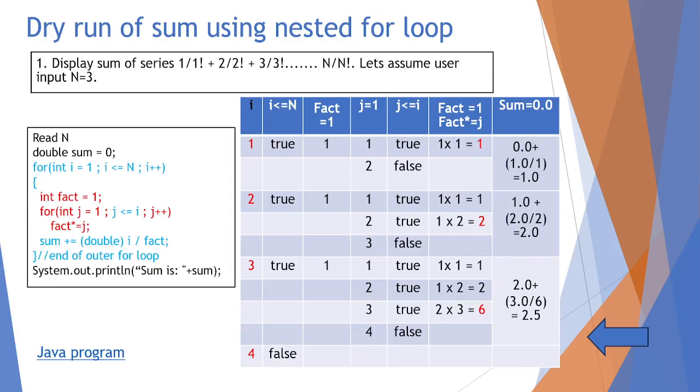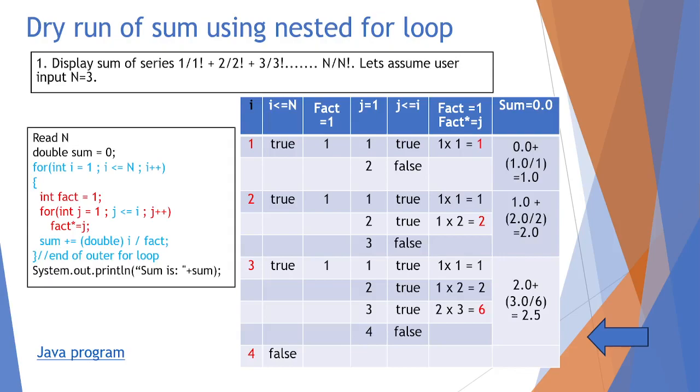Then one outer for loop and one inner for loop. Inner for loop in red color, int fact is equal to 1, reinitializing for each iteration of the outer loop. And then this program we know, but there is one small change. Int j is 1, j less than or equal to i, because if i is 1, the first term, we only want to do 1 multiplied by 1.